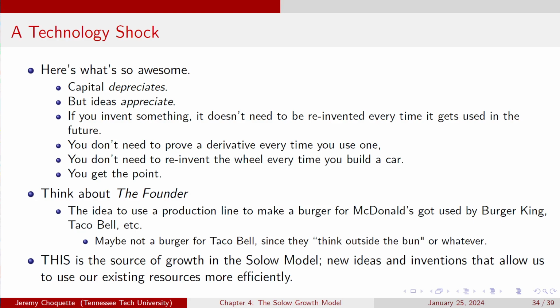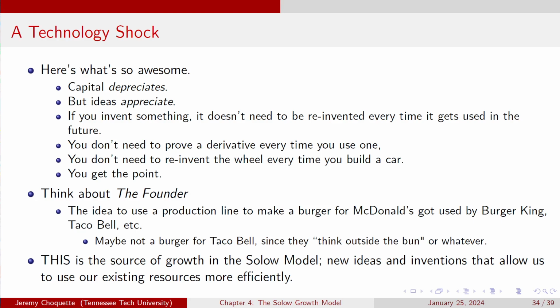Everybody would be very good at real analysis if you had to prove a derivative every time that you used one. But you don't. You don't need to reinvent the wheel every time you build a car. The wheel's already been invented. All you need to do is take that concept of the wheel, maybe make your own wheel, but you don't need to reinvent it because that idea already exists and everybody knows about it.